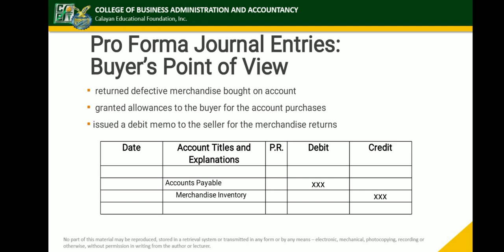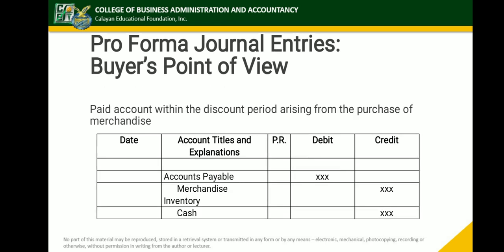Ma'am, bakit naka-credit si merchandise inventory? Ano ba ang mga nakakapagpababa sa amount ni merchandise inventory? It's either nakabenta ka or nagsoli ka. Every time na lalabas yung inventory sa vicinity or sa area natin, bababa siya, di ba, in value. That's why we need to credit merchandise inventory. Okay? Next. Paid account within the discount period arising from the purchase of merchandise. What if nakaabot tayo si buyer, nakaabot tayo within the discount period, nakabayad tayo, so makaka-avail tayo ngayon ng purchase discount, di ba?